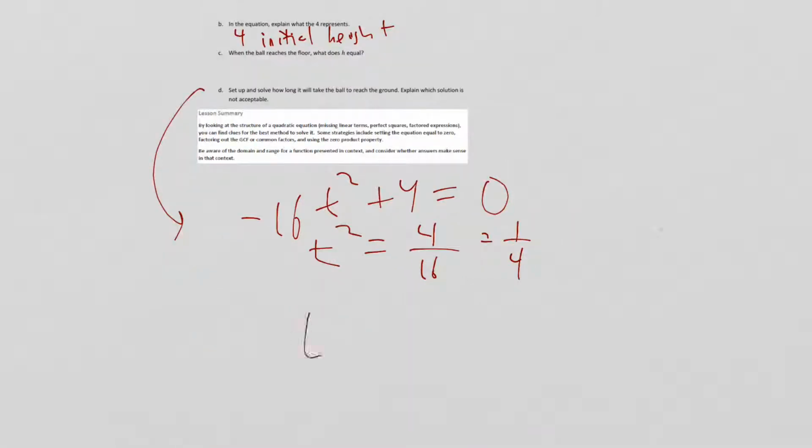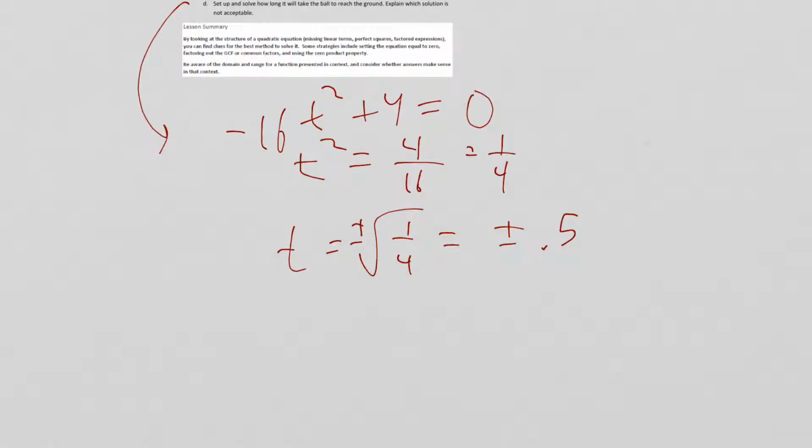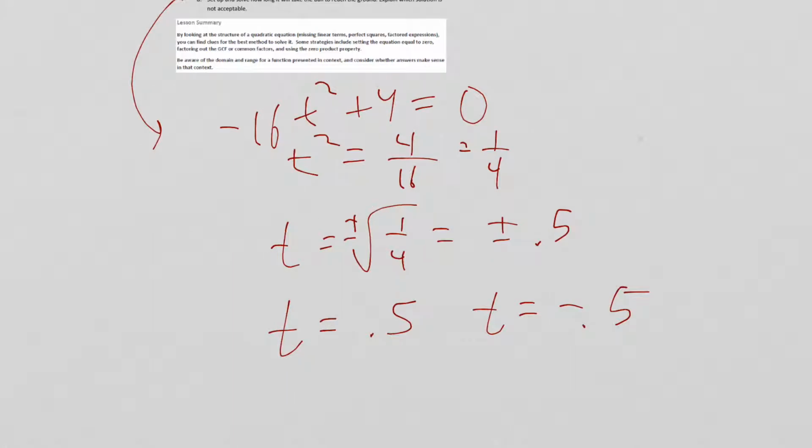And then we're going to square root both sides. But only one of these solutions makes sense. Either the positive 0.5 or the negative 0.5. Take a wild guess which one it is. Obviously the positive, because you can't have negative time.